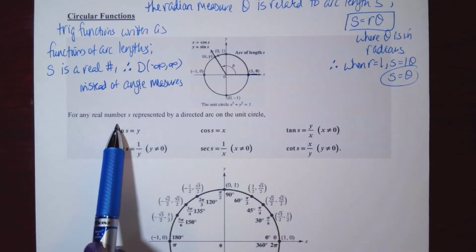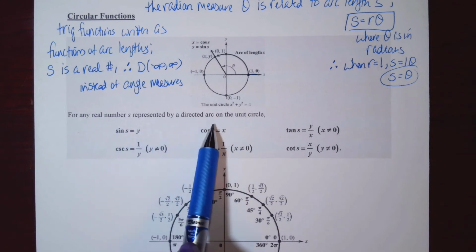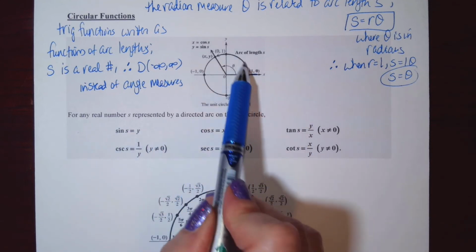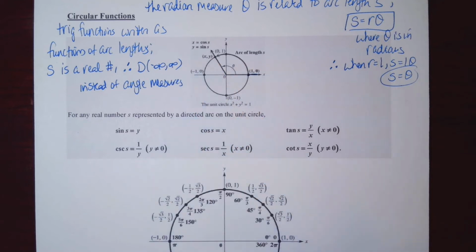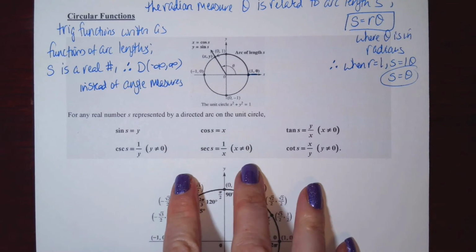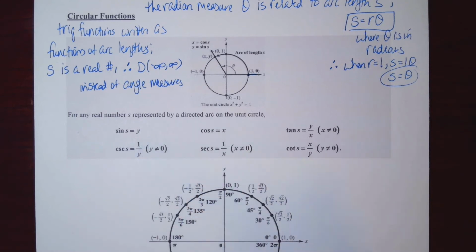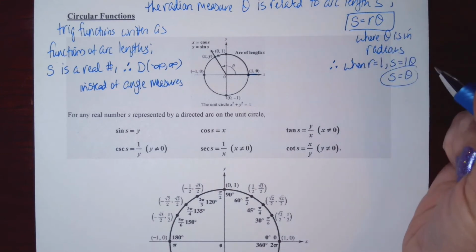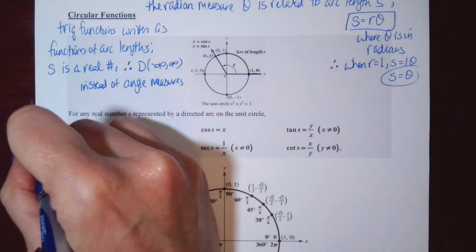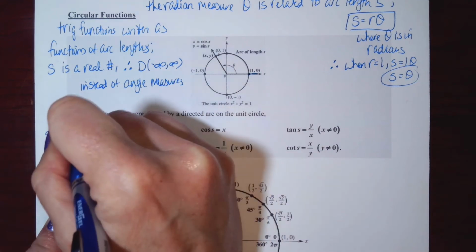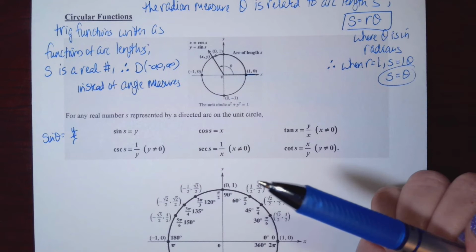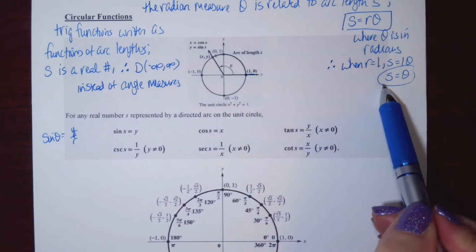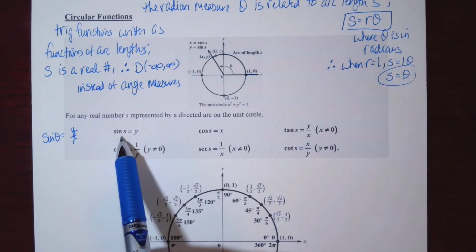So, for any real number S represented by a directed arc on the unit circle, the arc that is subtended by the angle in standard position, these are how I define my 6 trig functions. Now, remember, for example, sine of theta is y over r. Well, if r is 1, sine of theta is just y. And S is the same thing as theta. So that's my connection here.